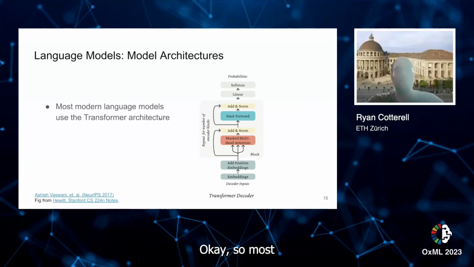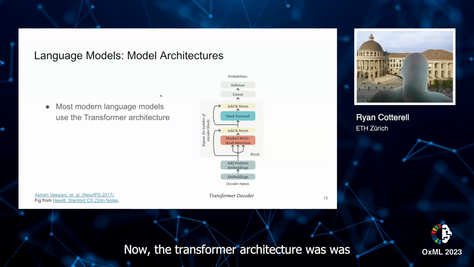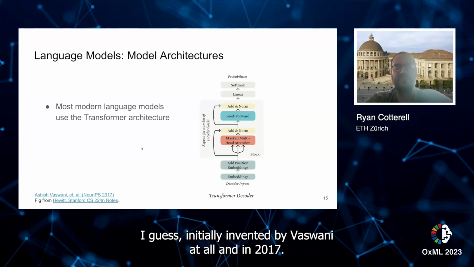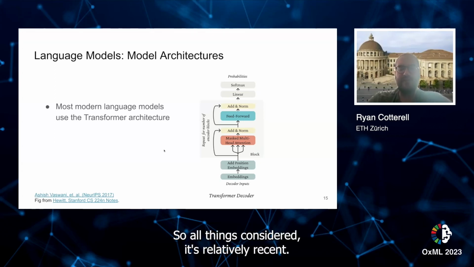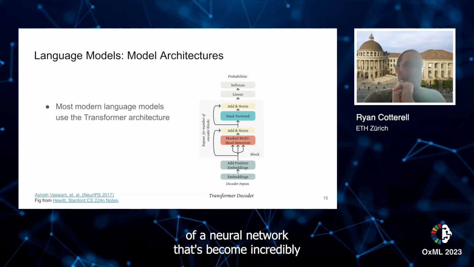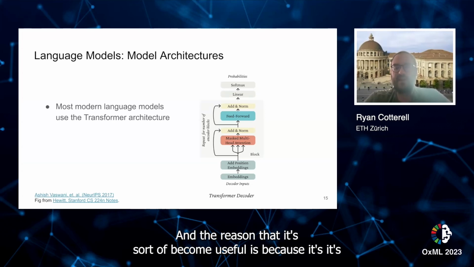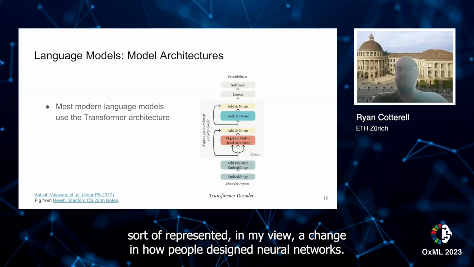Okay, so to compute this distribution, p theta, most modern language models use something based on the transformer architecture. Now, the transformer architecture was, I guess, initially invented by Vaswani et al. in 2017. So all things considered, it's relatively recent. It's a very specific form of a neural network that's become incredibly useful, practically useful, for natural language processing. And the reason it's become useful is because it represented, in my view, a change in how people designed neural networks.